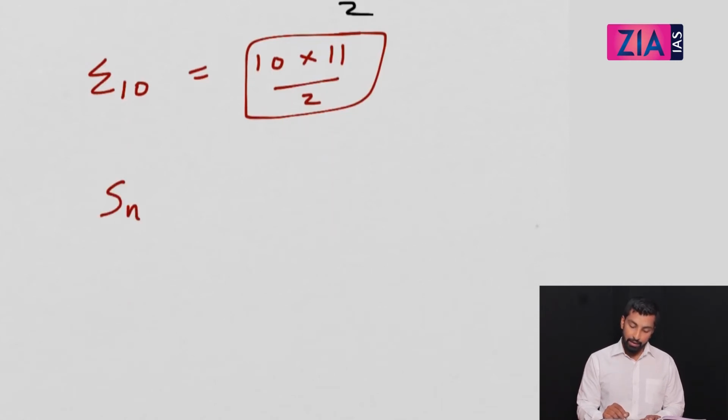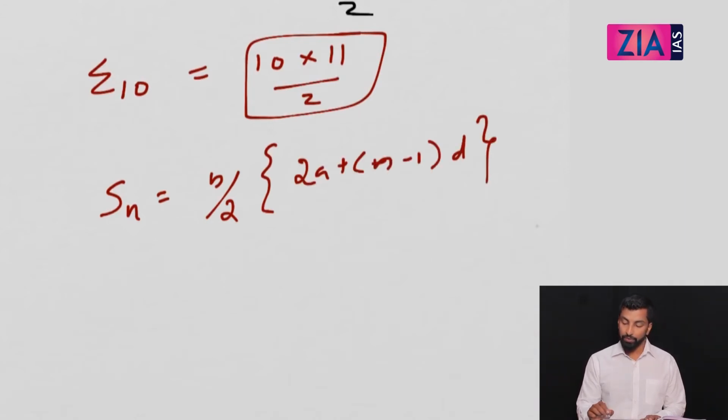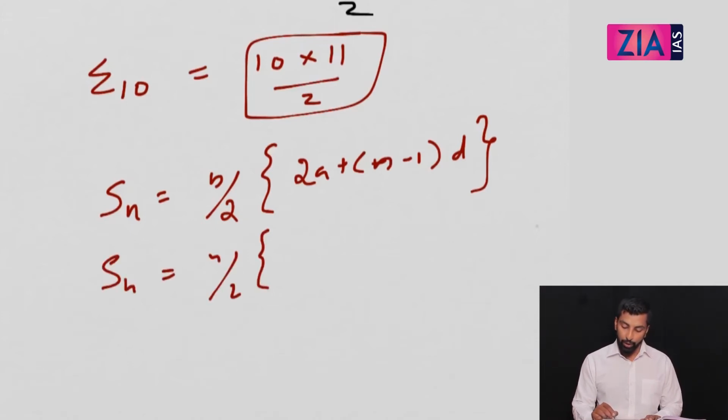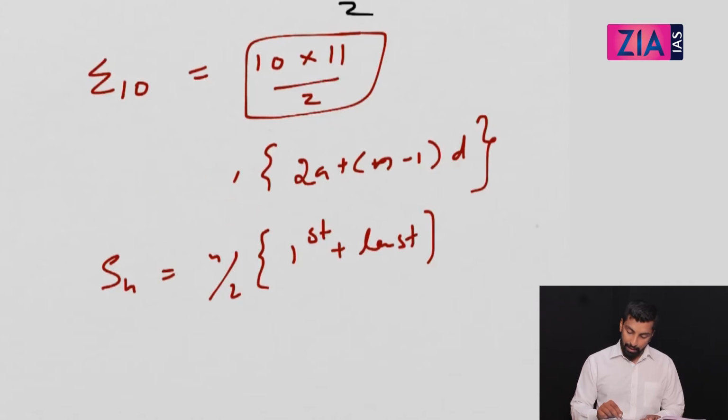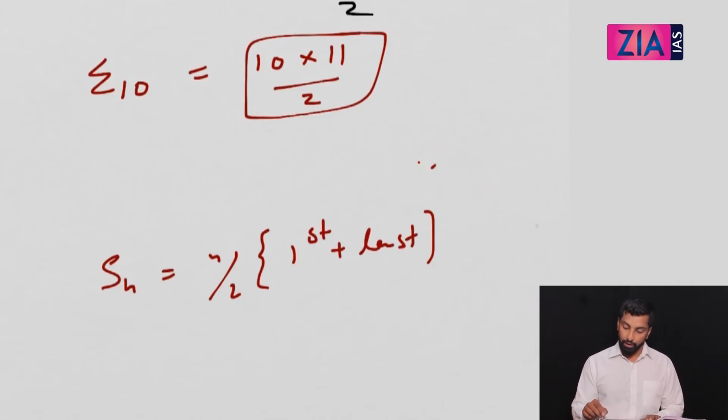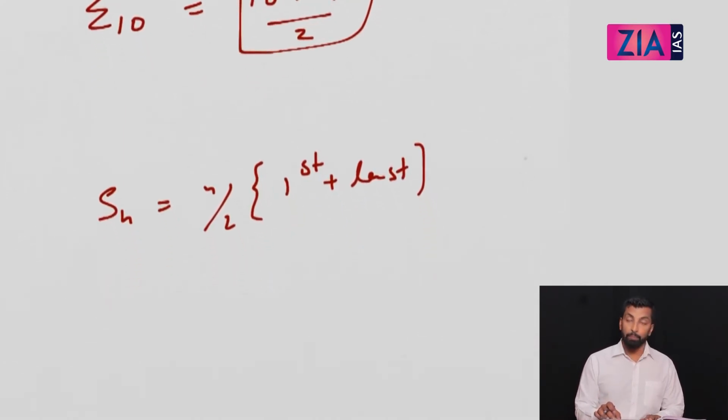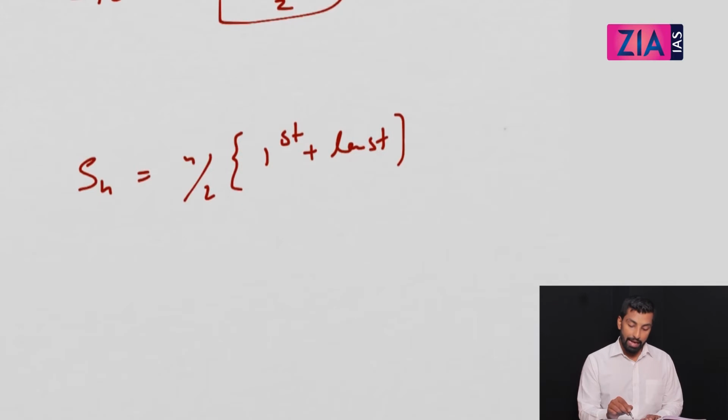Sum to n terms I have given as n by 2 into 2a plus n minus 1 into d. This is one formula, and the second one, the easiest one which I have given you, is n by 2 into first term plus last term, right? Now let's forget about the first formula. I am going to apply the second formula because we know the first term and last term in this case. See, actually sum of first 10 natural numbers. Natural numbers will make an AP. So first 10 natural numbers means 1, 2, 3, 4, 5, 6 up to 10.